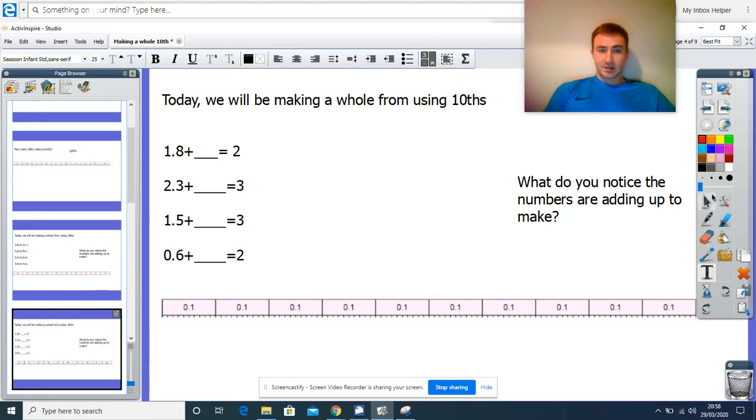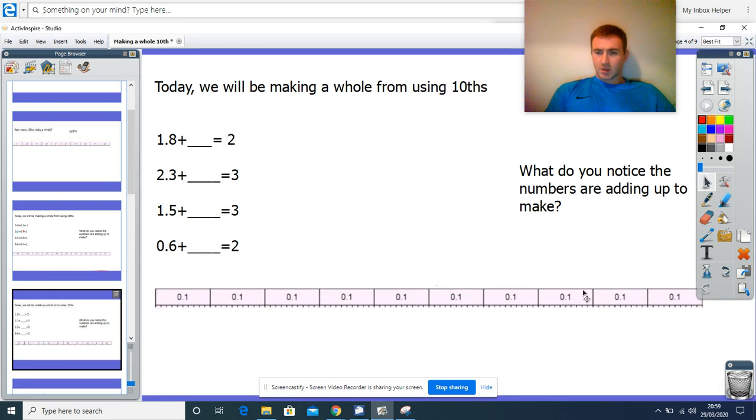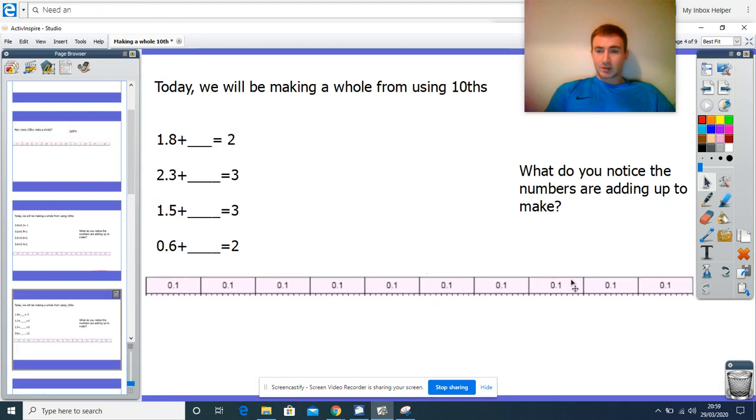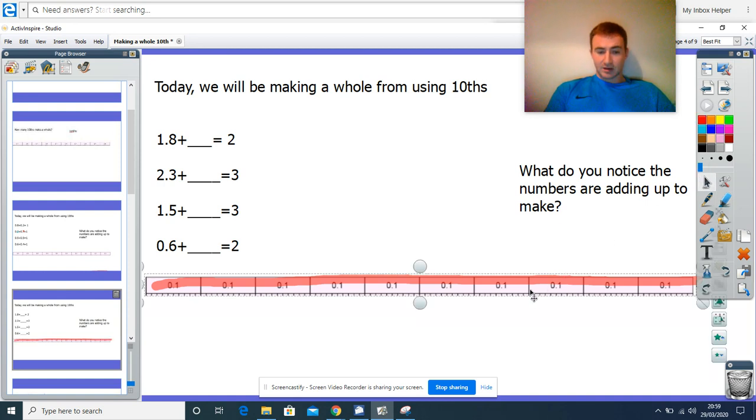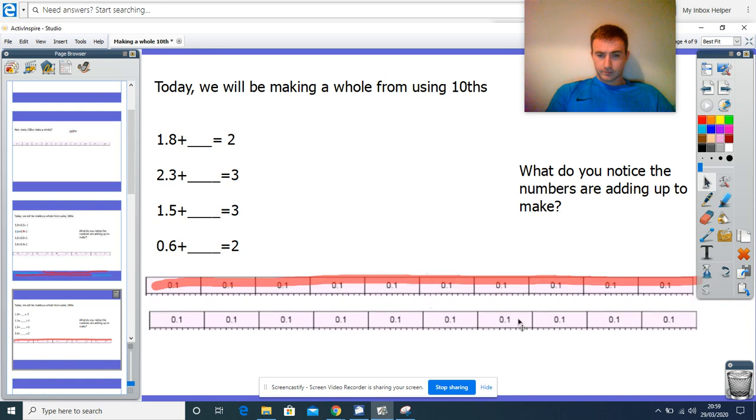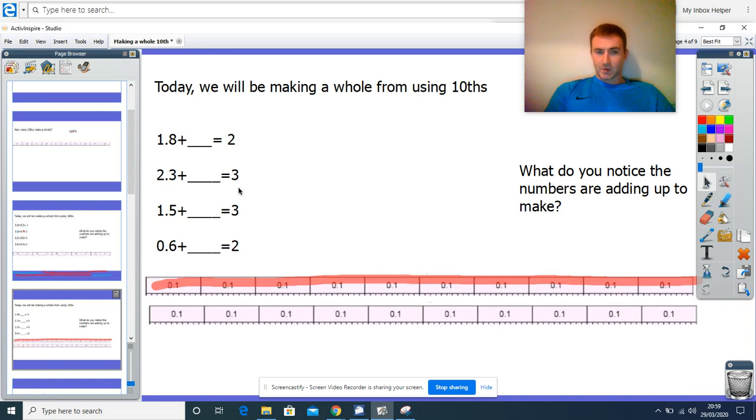Okay, so the second part is 1.8 plus something equals 2. This seems a little bit trickier. Now remember, this bar model equals 1 whole. So I'm shading in 1 whole, and then I need to shade in 0.8. Now to do that, I'm just going to have to get myself another bar model. Magic, I pulled it down there. So 1.8 plus something equals 2.